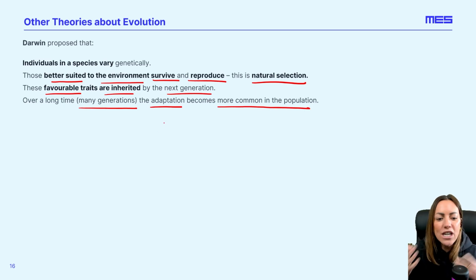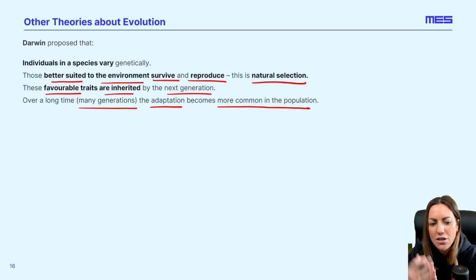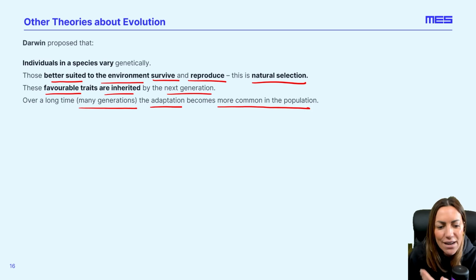So we're saying gradually over time, species change, species evolve. And it's through this process of natural selection because the best adapted survive, reproduce, pass on their genes, and then these advantageous genes become more common in the population.